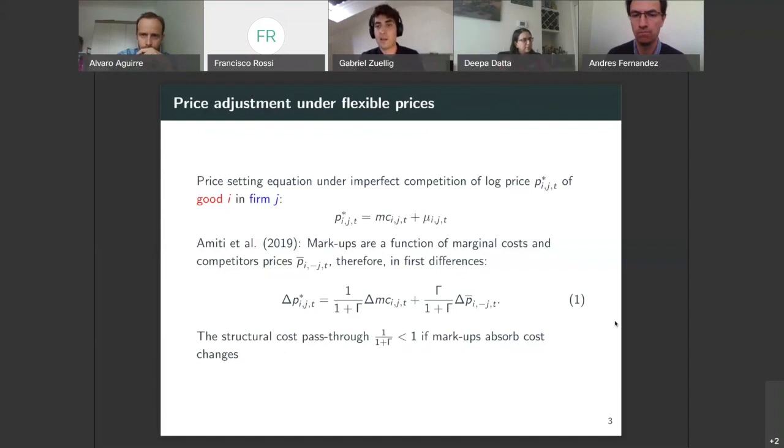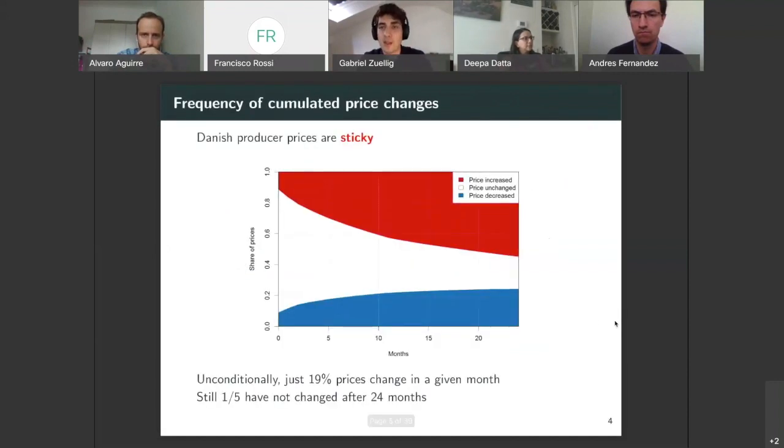So if we simply had flexible prices, we could estimate this pass-through equation 1. However, in reality, prices are not flexible. Prices are very much sticky. The figure that you see here is taken from our data underlying the Danish PPI. It takes the data at a given point in time, month 0, and looks at the unconditional frequencies of price changes at this point in time. So if we take month 0, we see that the combined probability of decreasing the price here in blue or increasing the price in red is combined 19%, and all the white region is inaction, where prices are unchanged.